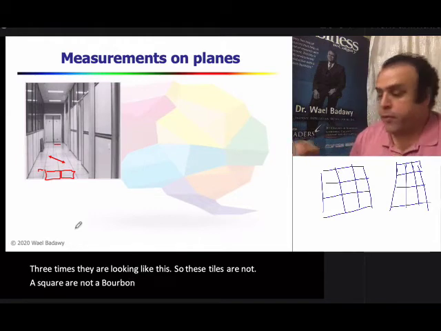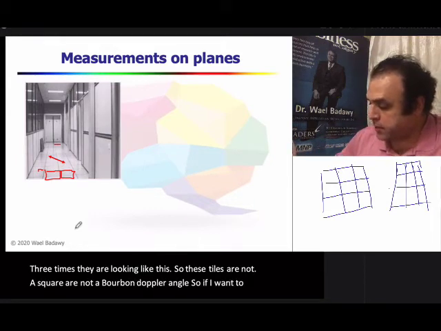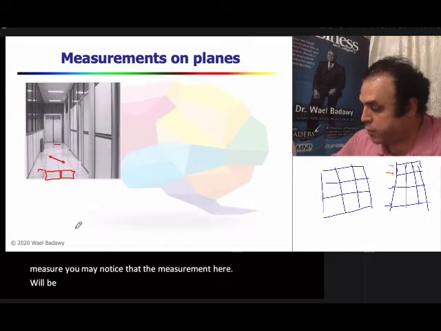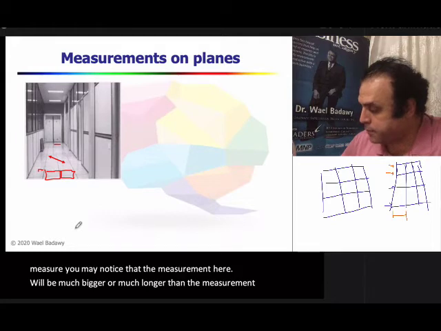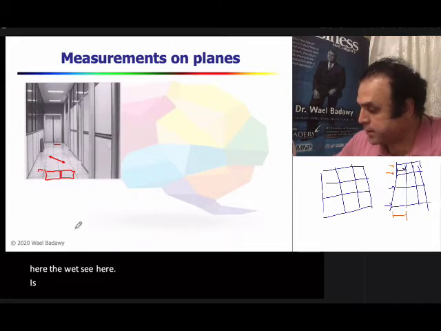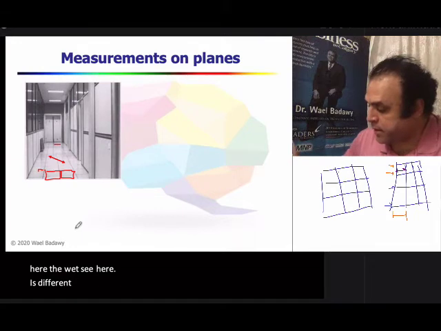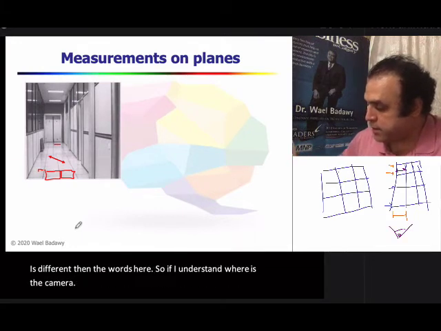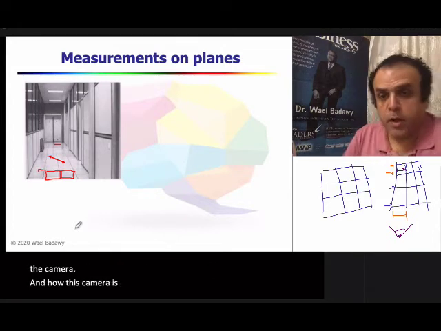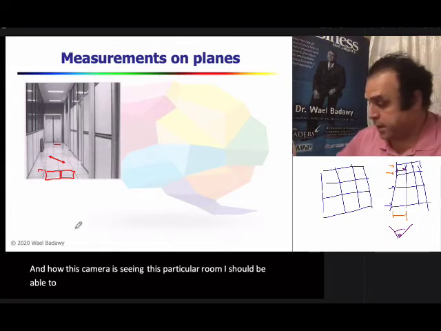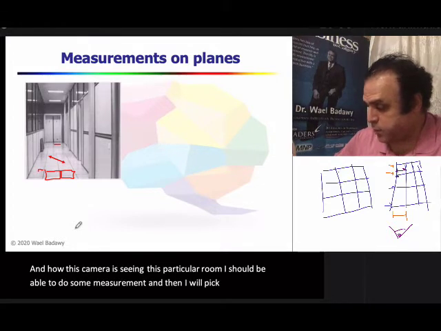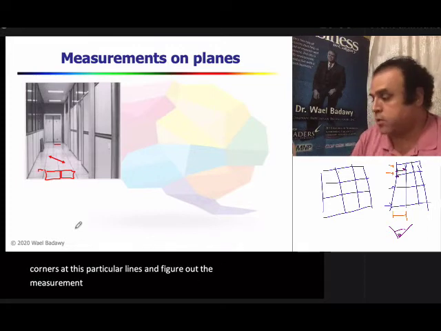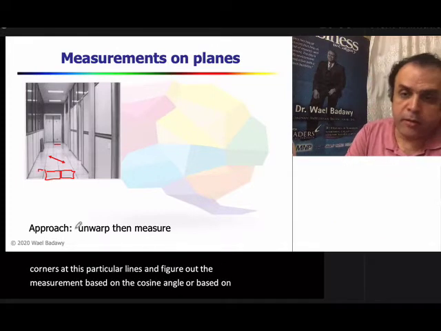If I want to measure, you may notice that the measurement here will be much longer than the measurement here. The width here is different than the width here. So if I understand where the camera is and how this camera is seeing this particular room, I should be able to do some measurement, and then I will pick up some corners on these particular lines and figure out the measurement based on the cosine angle or some kind of angular description.